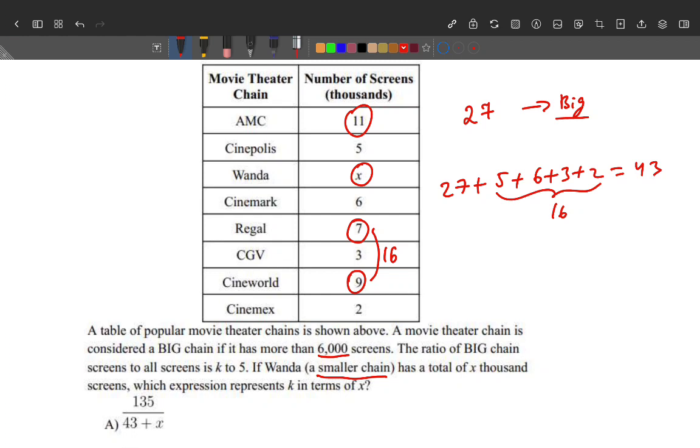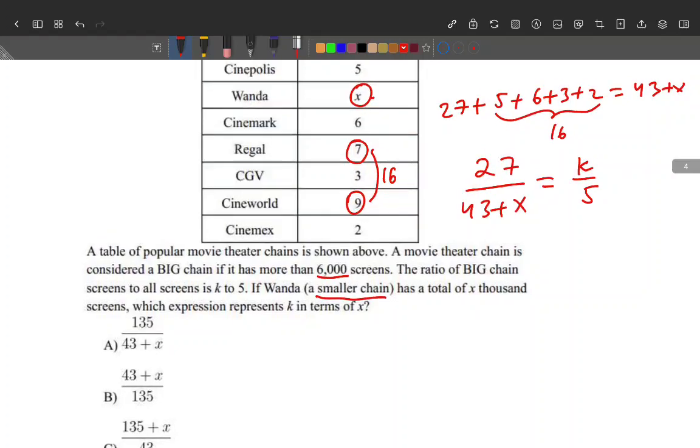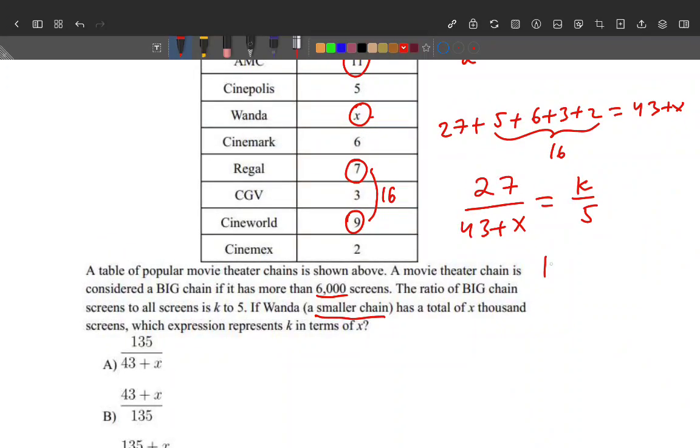$43 it gives. And we have also X, this also it means the ratio big to all is K to 5. From here they are asking K, which will be this number divided by this. Answer is A.